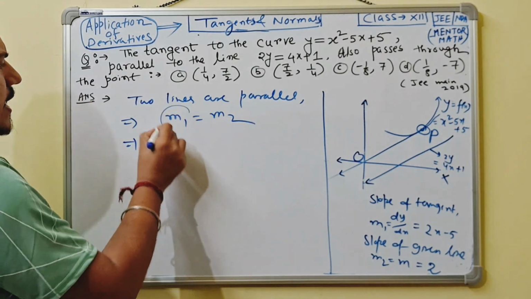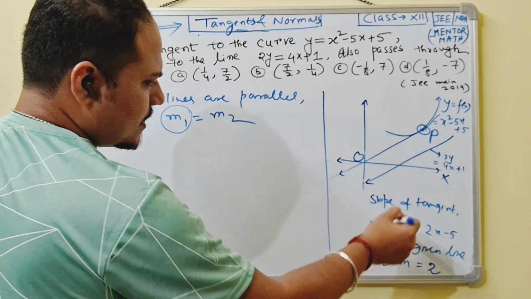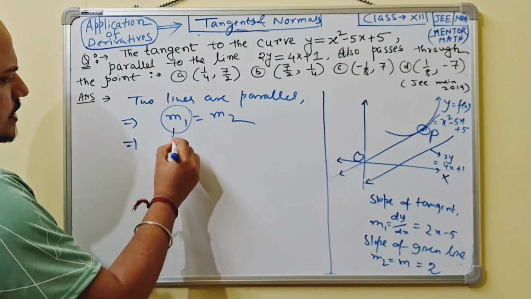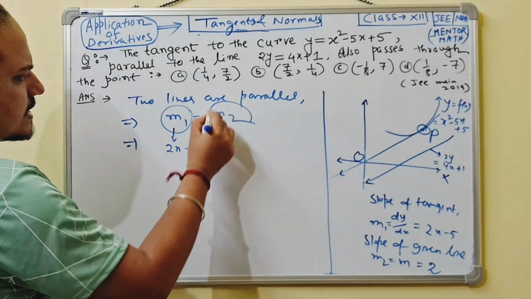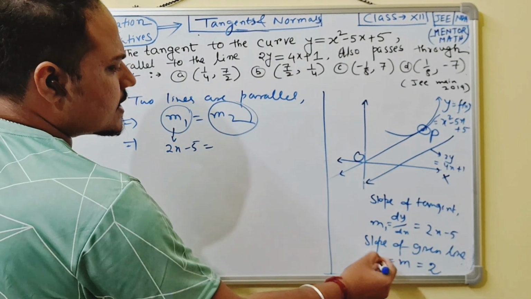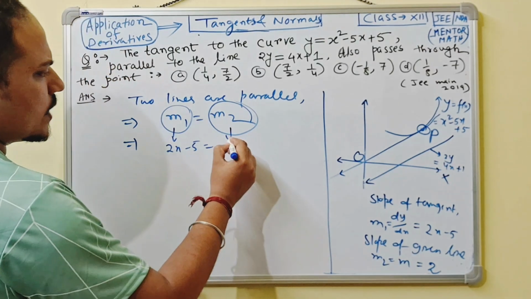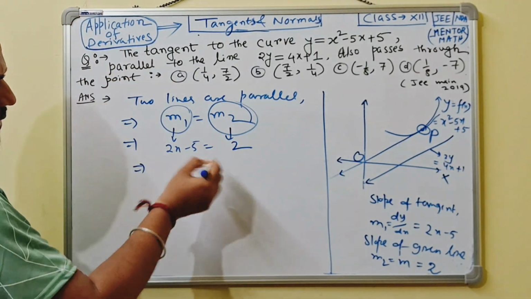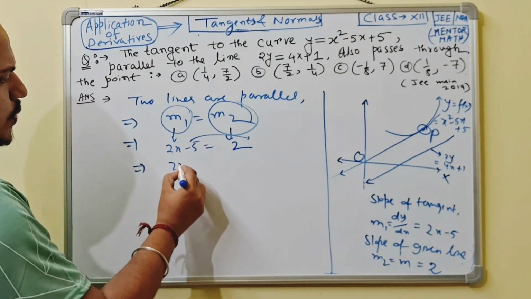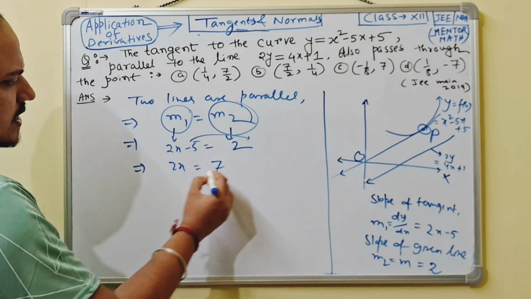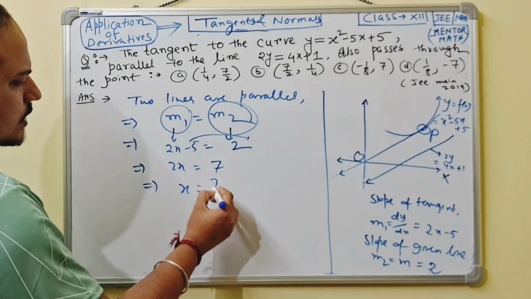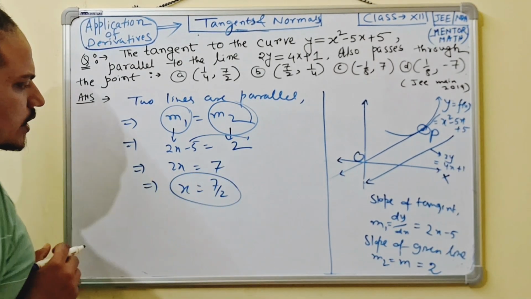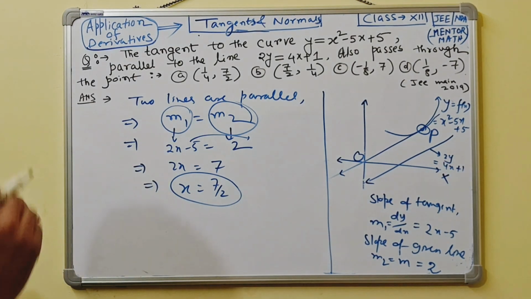So here m1 means slope of tangent, that is your 2x minus 5, is equal to slope of given line, m2 is equal to 2. You can equate them, so that from that expression you got the value 2x equal to 5 plus 2, 7, and x value is equal to 7 by 2. So you got the value x is equal to 7 by 2.